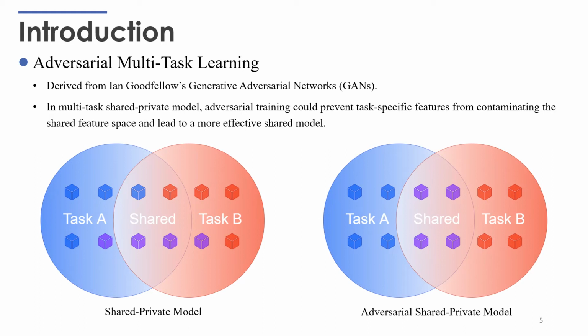In this multitask shared-private model, on the left, you can see that many task-specific features have contaminated the shared feature space. For example, this blue one here and this red one here. And also, in the right adversarial shared-private model, you can see that no task-specific features have contaminated the shared feature space, which then led to a more effective shared model.